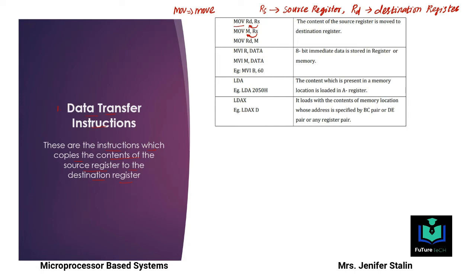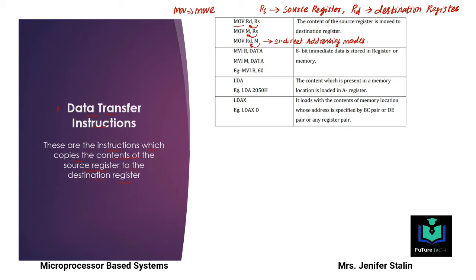The next one is MOV RD, M. The memory pointer is the HL pair, which contains an address, and that address points to a data. The data present at that address is moved to the destination register at the end of the MOV RD, M instruction. I have already explained this in indirect addressing modes. So these are some of the move instructions.